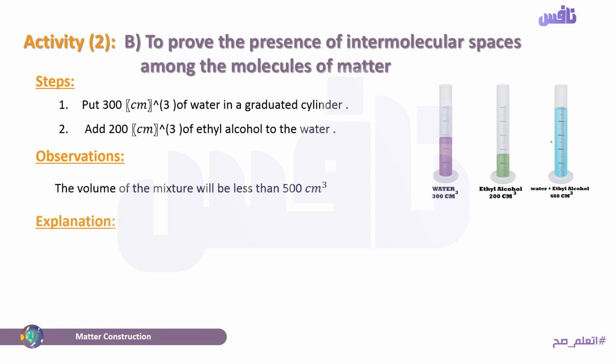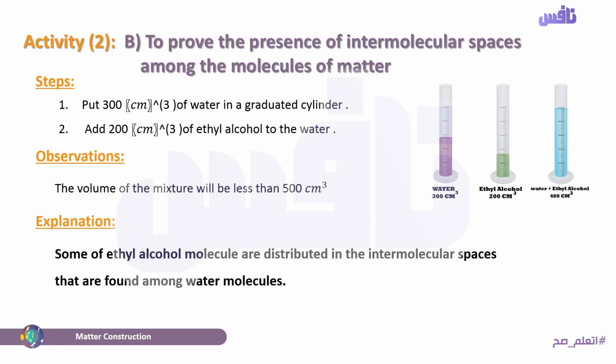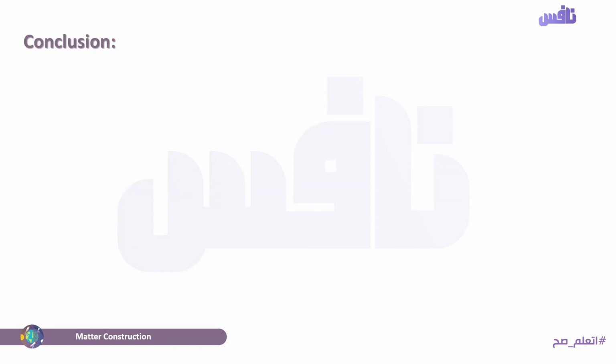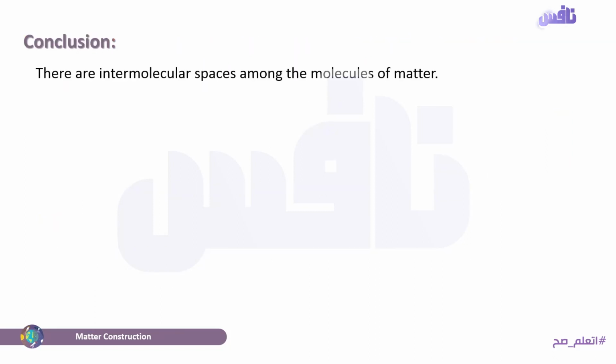ليه؟ Some of the ethyl alcohol molecules are distributed in the intermolecular spaces that are found among the water molecules. معنى كده ان الايثيل الكحول لما حطيته على الميه اوكي دخل ما بين المسافات اللي ما بين المولكيولز وبعضها. طيب what about the conclusion? There are intermolecular spaces among the molecules of matter. اوكي ونتيجة كده ان احنا اثبتنا ان وجود intermolecular spaces ان في مسافات ما بين المولكيولز وبعضها.